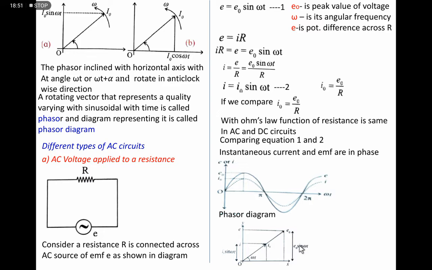They are related to each other, and this relation will be explained with the phasor diagram. Now, the next AC circuit is the inductance. We already studied the inductance in our previous chapter, electromagnetic induction.